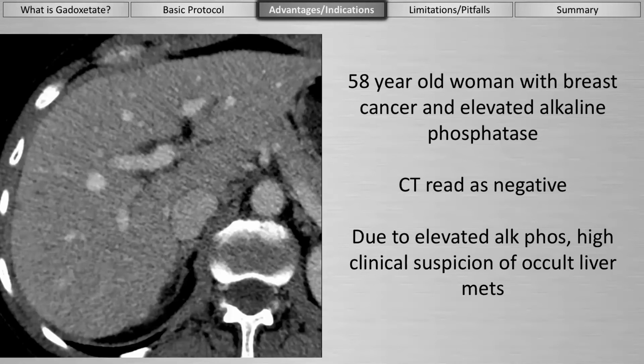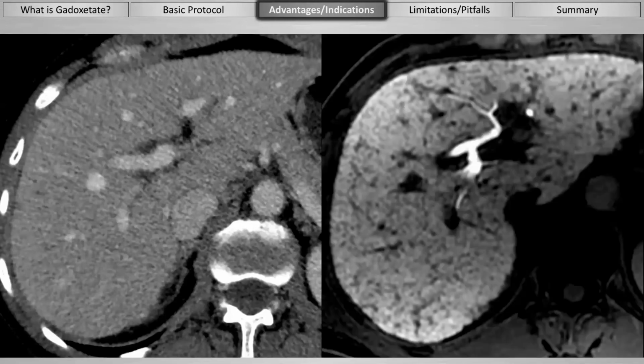Here's a woman, she's 58 years old, and she has breast cancer, and she has an elevation of a particular blood test called alkaline phosphatase. Alkaline phosphatase gets elevated in several different situations, but one of them is when there is metastatic disease to the liver. So this patient has an elevated alkaline phosphatase. Based on that, there's high suspicion she has metastases to the liver. This CT was read as negative.